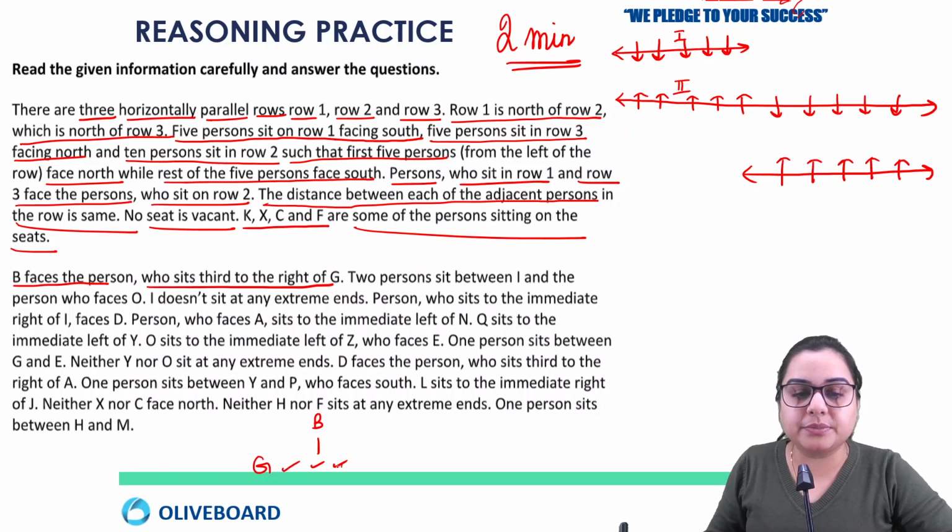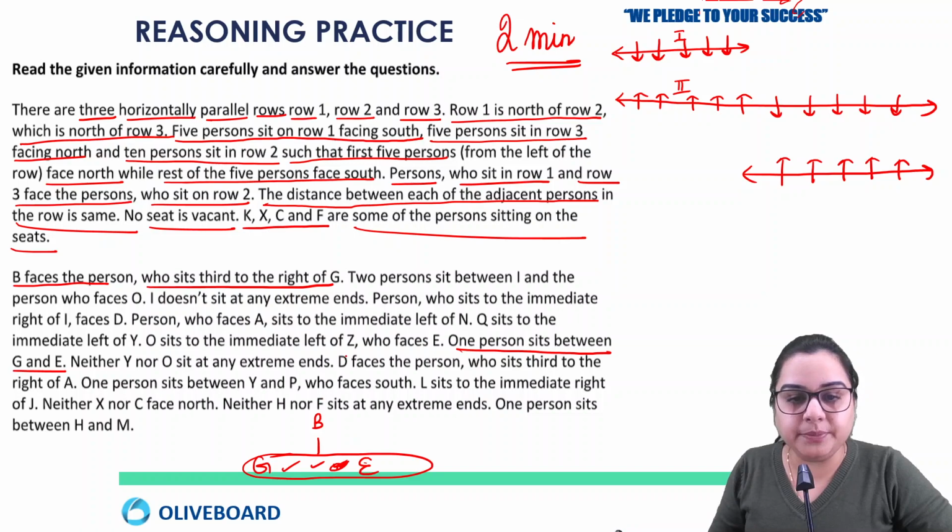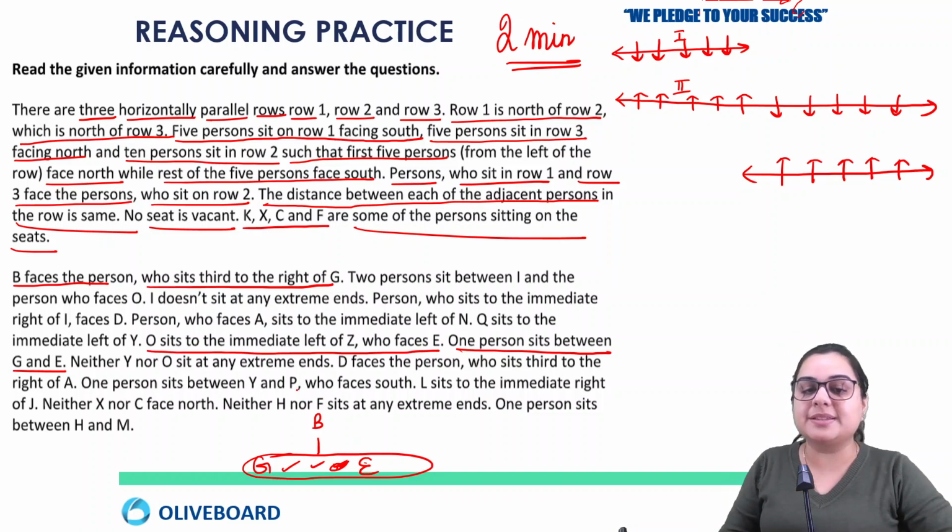Next, let's see if there is any other information about I or G. Here you have that one person sits between G and E. It is just one person sitting between G and E, so that means E will be sitting in the row where G is sitting. Next, O sits to the immediate left of Z, who faces E.